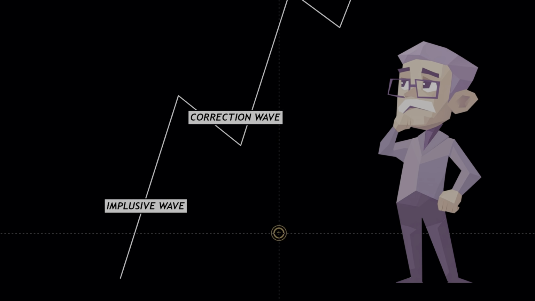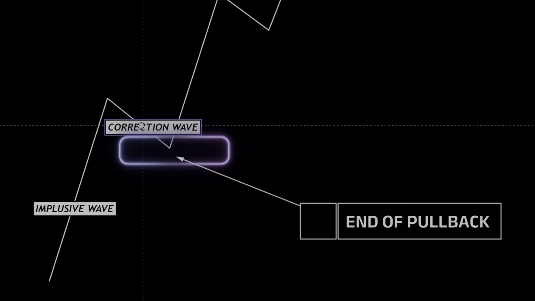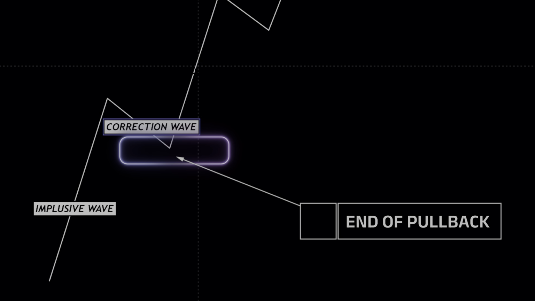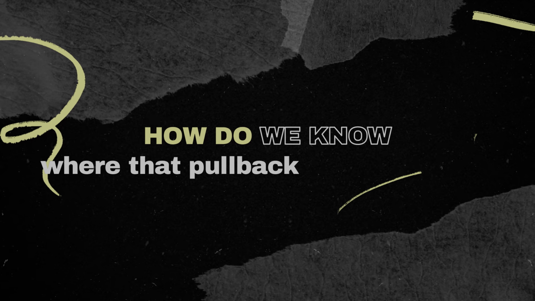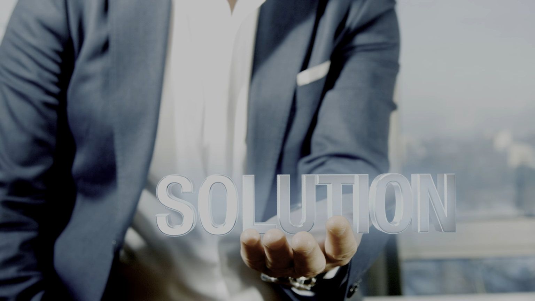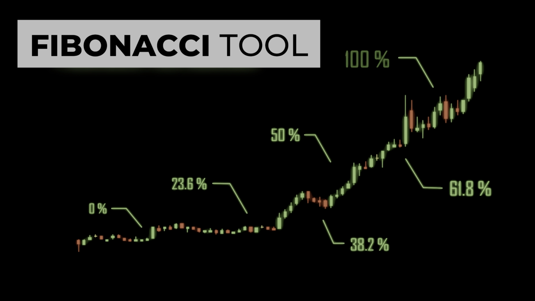Our whole job as traders is to get into the trade right when that little pullback is ending and the next big impulse move is about to start. That's the sweet spot. That's where you make money. The question is, how do we know where that pullback is gonna stop? Well, that's where this tool comes in. The Fibonacci tool helps you predict where these pullbacks are likely to end. Think of it like drawing potential floors or ceilings on your chart where the price might bounce.